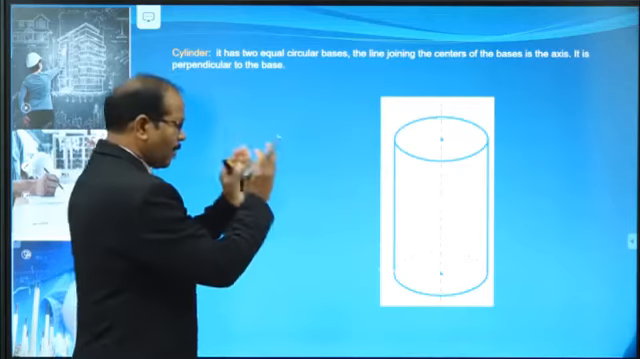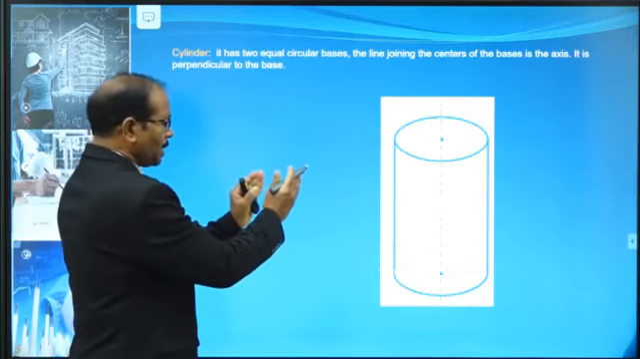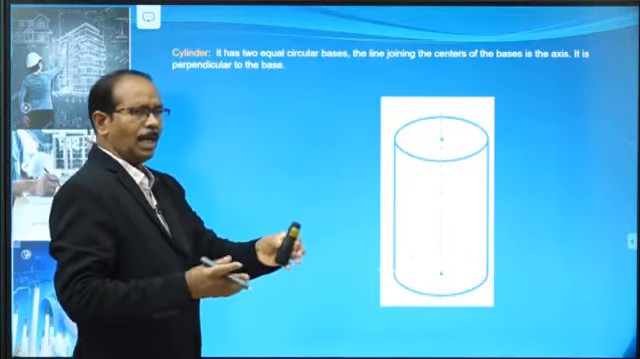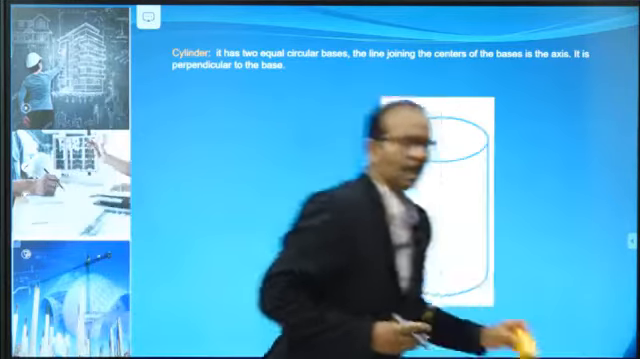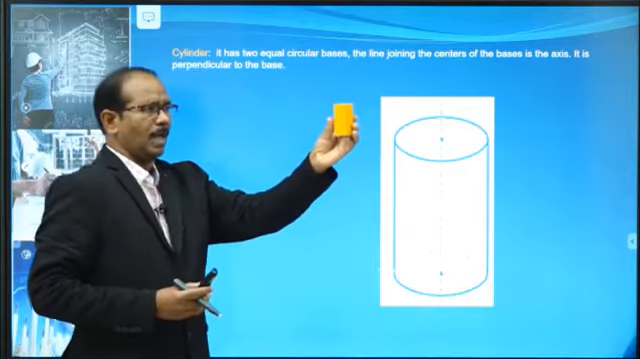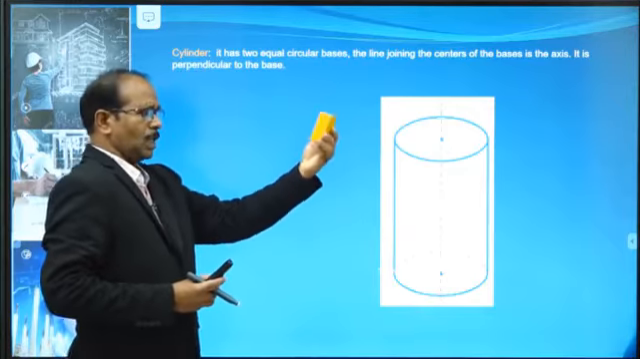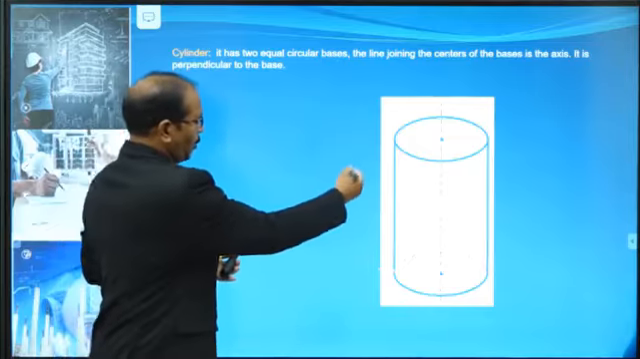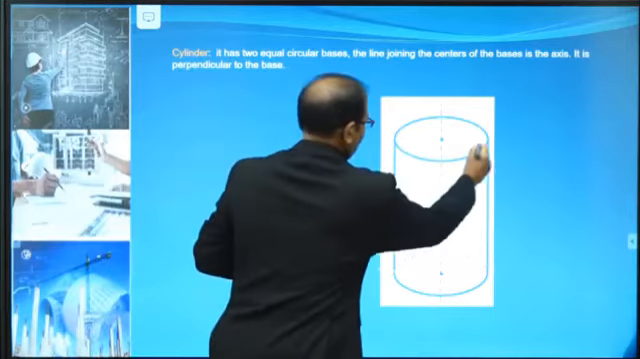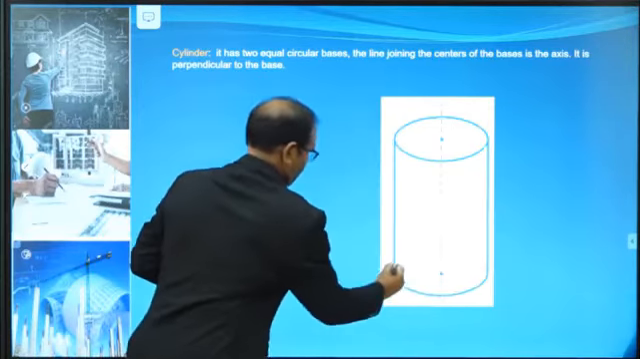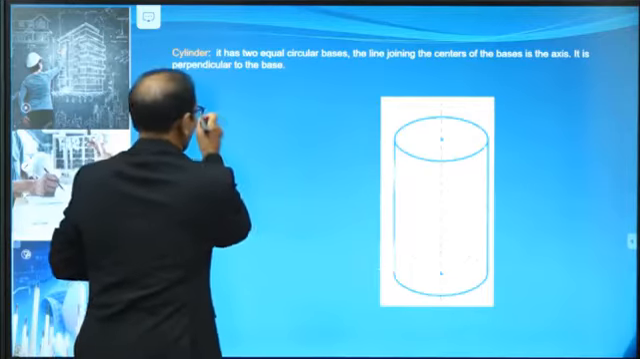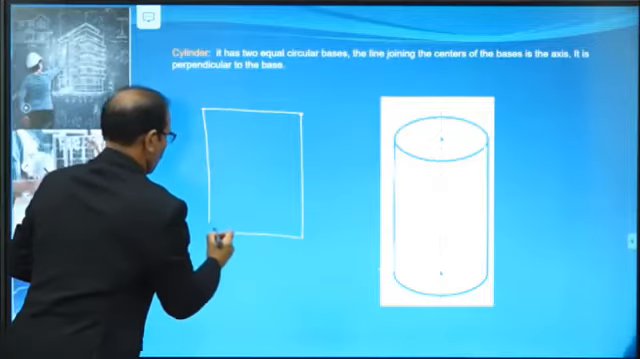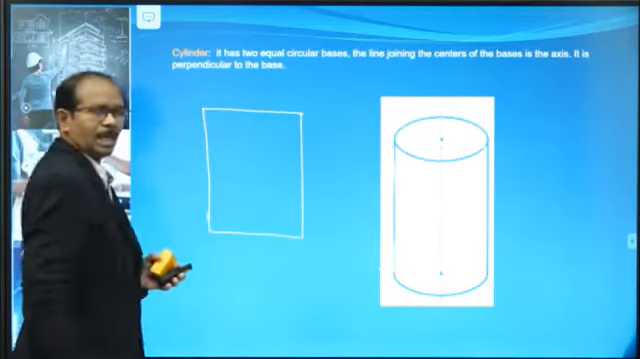What is the front view of a cylinder? That means the solid is like this one. Say this is the solid. How can we represent the front view and top view? Assume this is one solid. Front view is a rectangle.